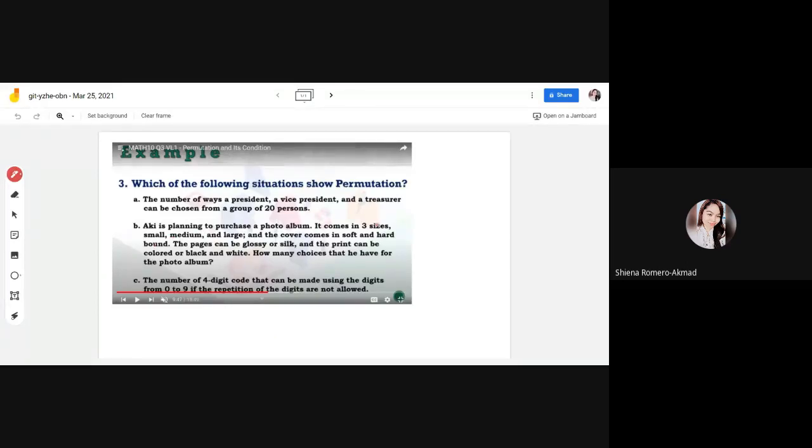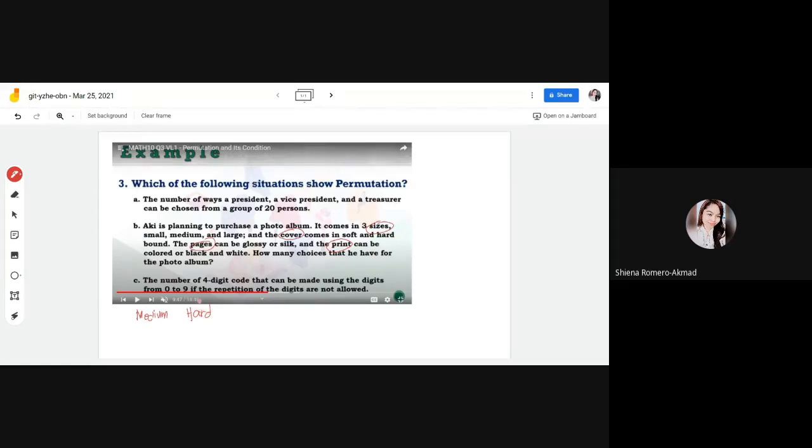So dito, we have sizes, we have cover, pages, and print. So sa size, ang pinili natin ay medium. Ganun yung pagsulat ko. Then, sa cover, we chose hard.